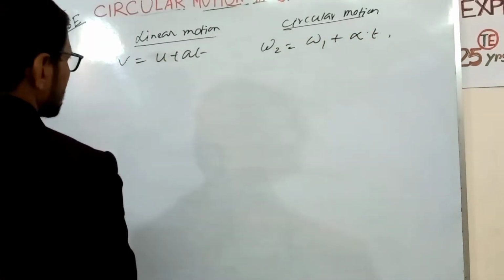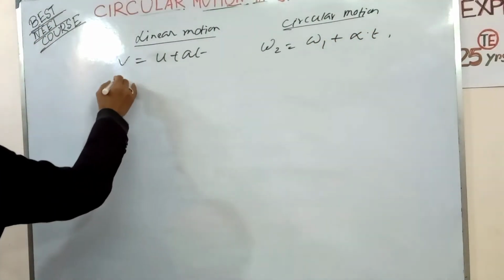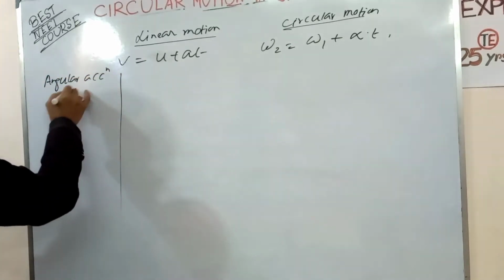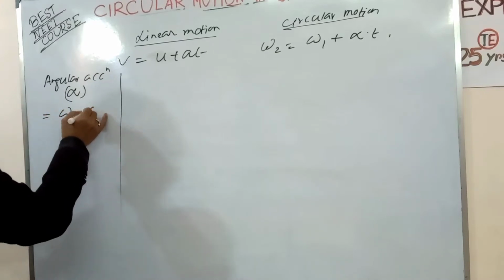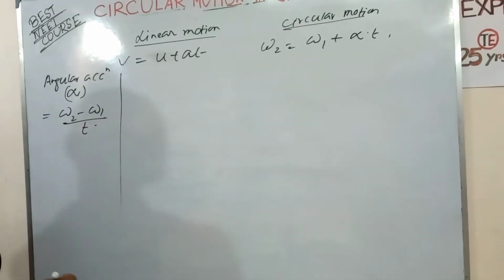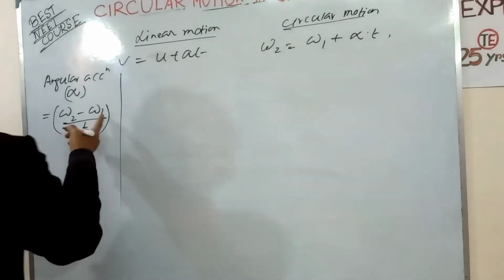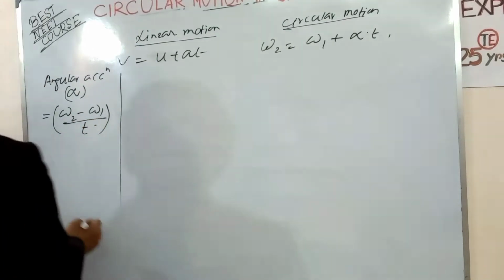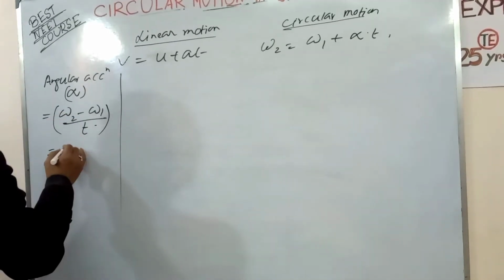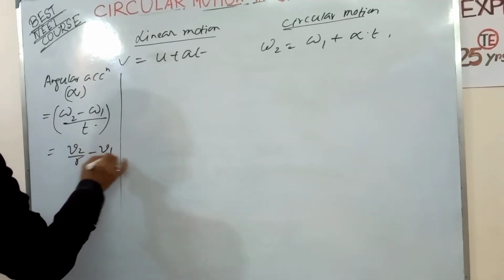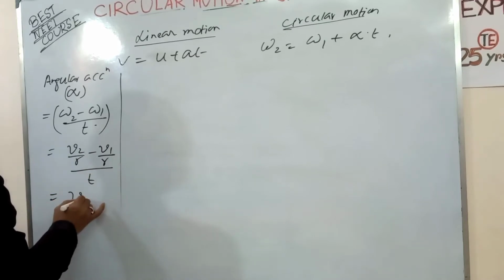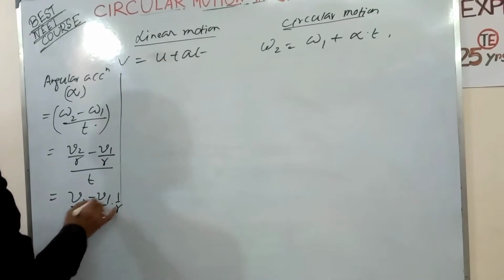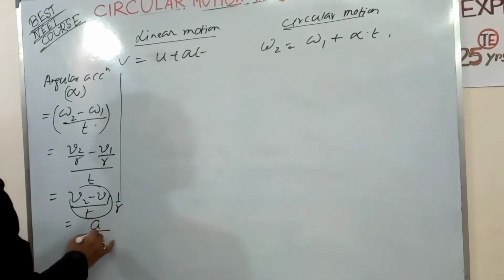So first, here alpha equals angular acceleration. So what is angular acceleration? Angular acceleration is denoted by alpha, which is equal to the rate of change of angular velocity, omega 2 minus omega 1 by t. Omega 2 and omega 1 have the same direction, which is along the direction of the axial vector. So omega 2 is actually v2 by r, minus v1 by r, by t, which is equal to v2 minus v1 by t into 1 by r, and v2 minus v1 by t is a, the linear acceleration, by r.